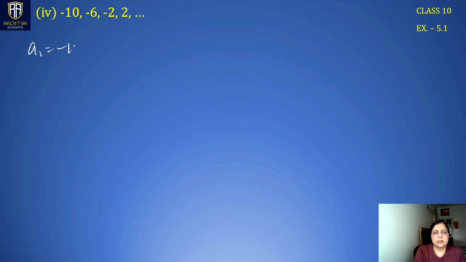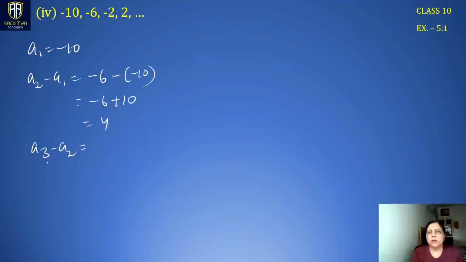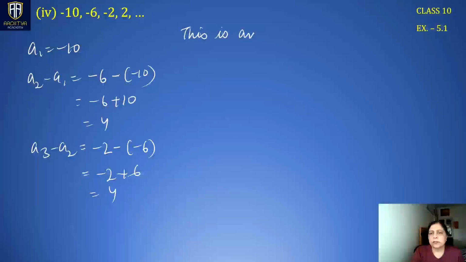A1 is minus 10. A2 minus A1 becomes minus 6 minus minus 10. So this is minus 6 plus 10. This is 4. A3 minus A2. A3 is minus 2 and A2 is minus 6. So this becomes minus 2 plus 6, which is also 4. Since the common difference of 2 pairs is same, we can say that this is an AP.